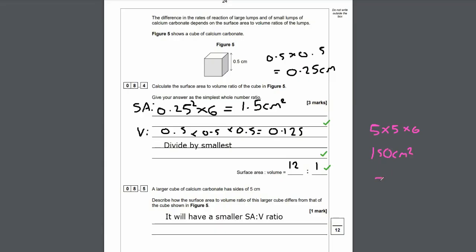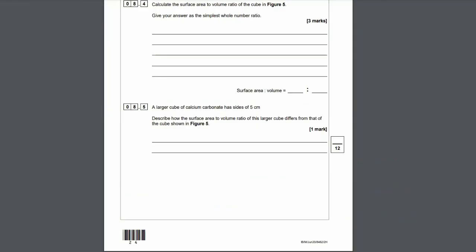So if we go 5 times 5 times 6 to get the surface area, we get 150 centimeter squared surface area. Now, if we want to find out the volume, we go 5 times 5 times 5, which is 125 centimeter cubed. So it's actually only got a 1.2 to 1 ratio. So the SAV, the surface area to volume ratio, has gone way down from 12 to 1.